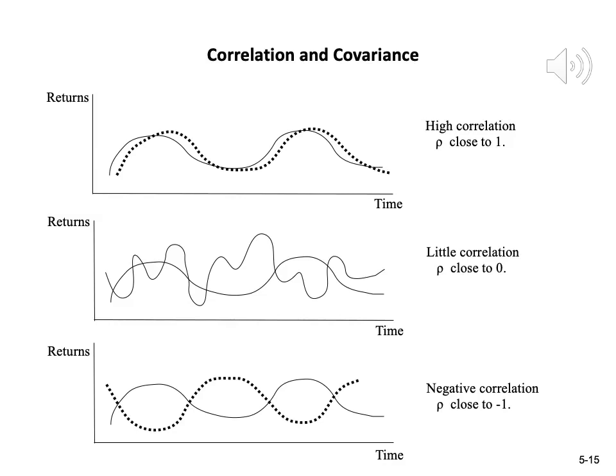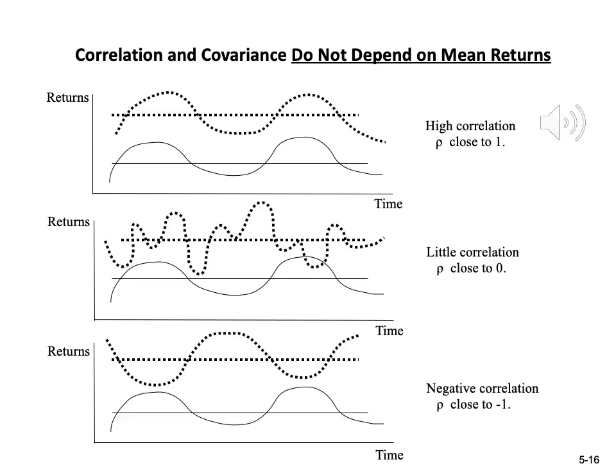The last picture shows negative correlation stocks. When the two stocks have negative correlation very close to -1, they move almost opposite to each other. If one stock goes up, the other stock goes down. The correlations and covariance do not depend on mean returns. The mean returns are just constant numbers as shown in the pictures. The correlations and covariance are independent of the mean returns.